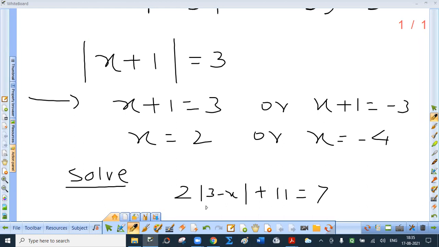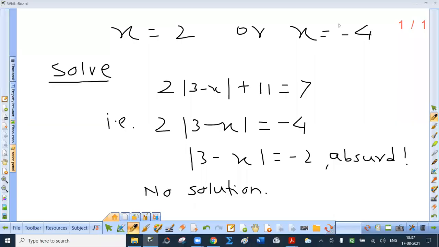Yes. Now solve this. 2 mod of 3 minus x, not x minus 3. 2 times mod of 3 minus x plus 11 equal to 7. Type your answer in the chat box. Actually, if you simplify, you get 2 times mod of 3 minus x equals 7 minus 11, that is -4. So mod of 3 minus x is -2. This is absurd. Can a modulus value be negative? No. So this equation has no solution.